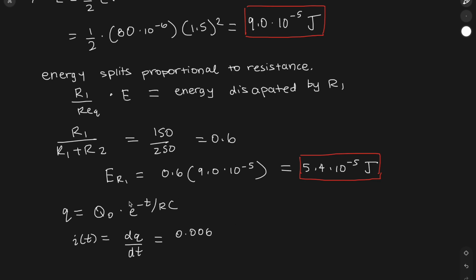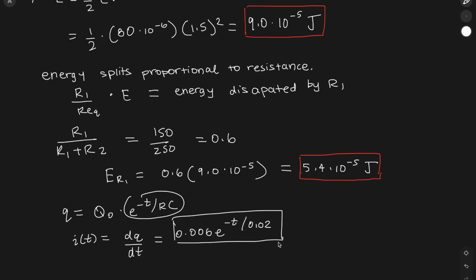If we take the derivative of this expression, we are going to get e to the negative t divided by 0.002, because we just use the chain rule for taking the derivative. Once we get this expression, we're going to use it to calculate our energy by calculating power.